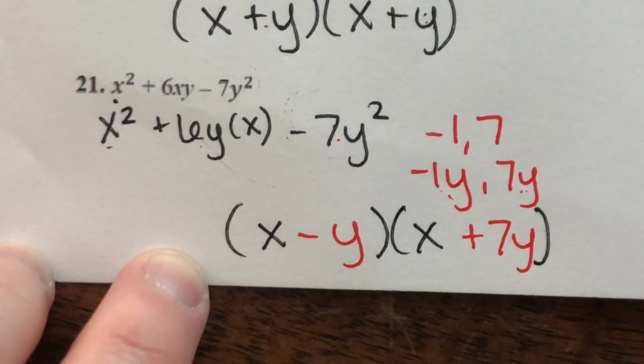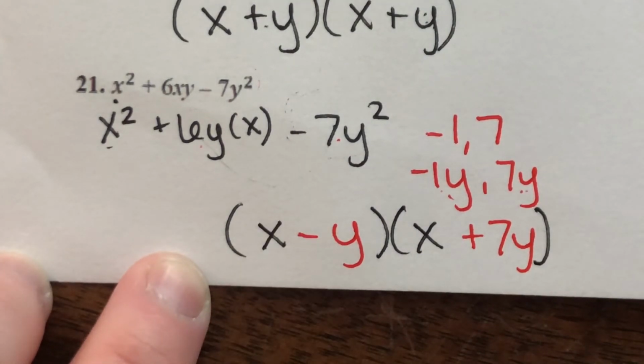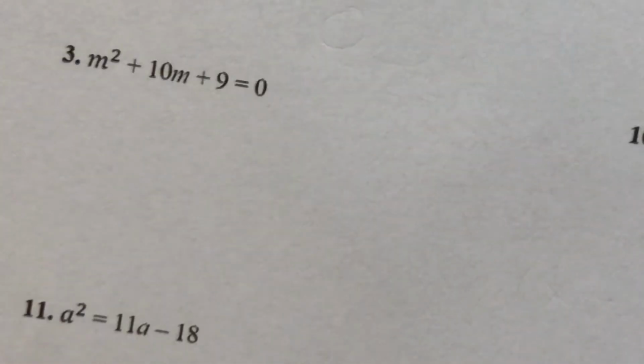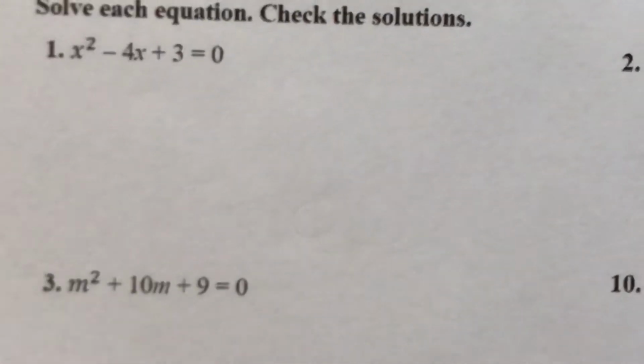Those were a little tricky. Those were tricky. We're still following the same rules. Okay, let's move on. So now we've factored a bunch. Now we want to set them equal to 0 to solve. Okay, so that's what we're going to be doing here. We've got a few examples to do.